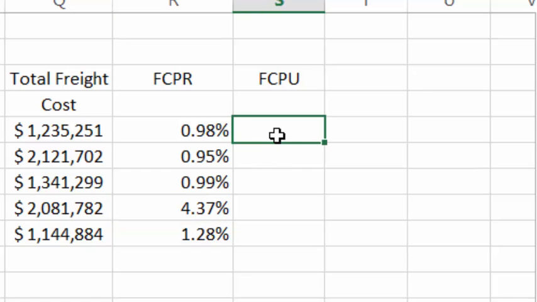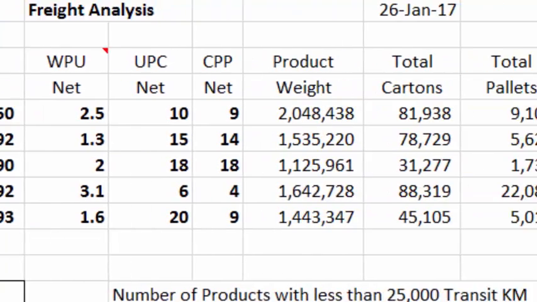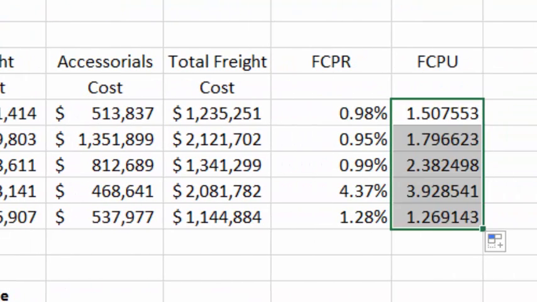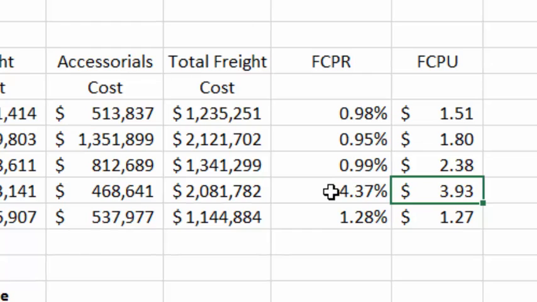So let's figure out freight costs per unit. Total freight costs divided by the number of units shipped, which is quantity, and we will get $1.50 in this case. So let's copy it down, make it dollars, and that's not bad. $1.51 per unit. This one's all the way up to $3.93. So when salespeople now give a quote to a customer, obviously they're going to factor in what the shipping cost is.